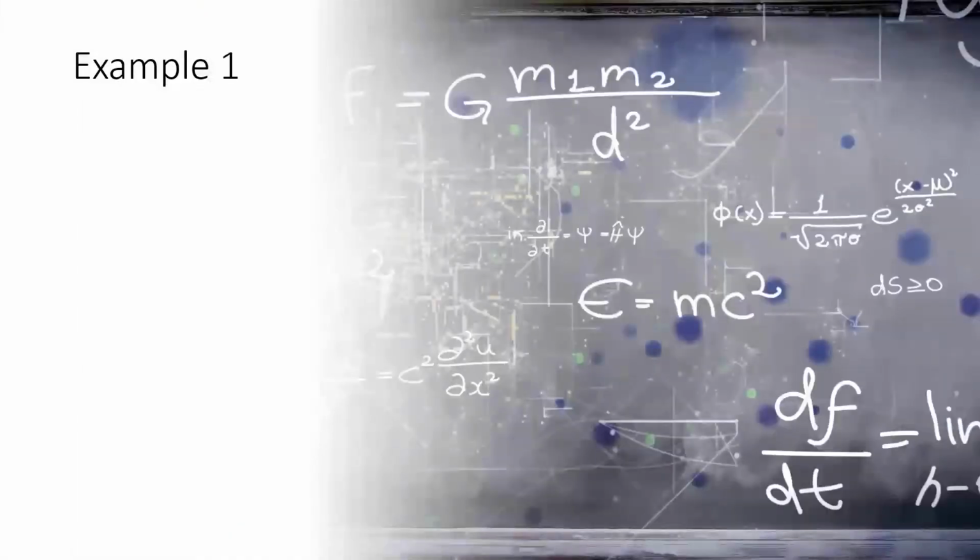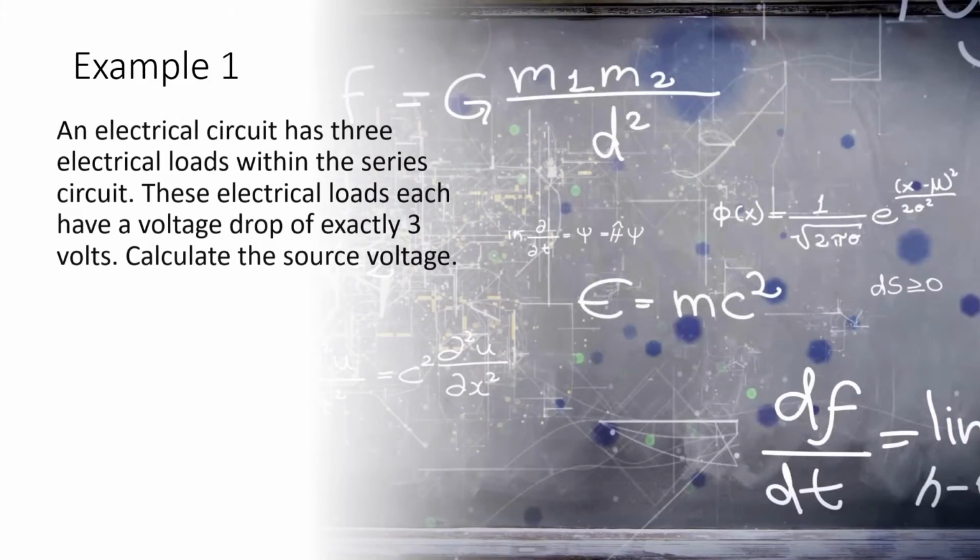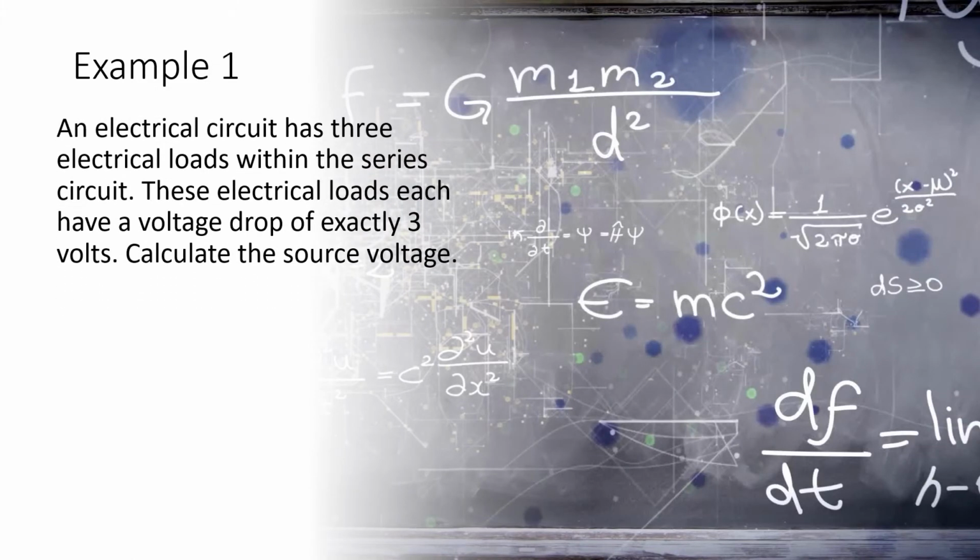Let's look at an example. An electrical circuit has 3 electrical loads within the series circuit. These electrical loads each have a voltage drop of exactly 3 volts. Calculate the source voltage. Since we know our formula for source voltage is equal to all the voltage drops added together, we can set up this problem similarly. In this instance, it'll look like this.